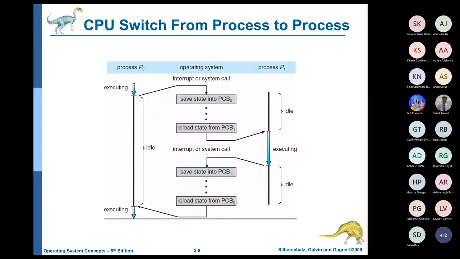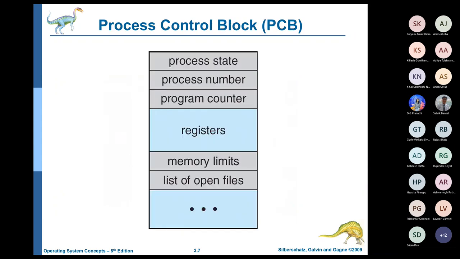The operating system then saves the state into the process control block. A process control block is a data structure which stores the current state of the process. Typically, a process control block contains several pieces of information. For example, the state of the process, the number of the process. Any process in Unix has a number. Okay. The program counter, the registers, the memory limits, the list of open files, etc.